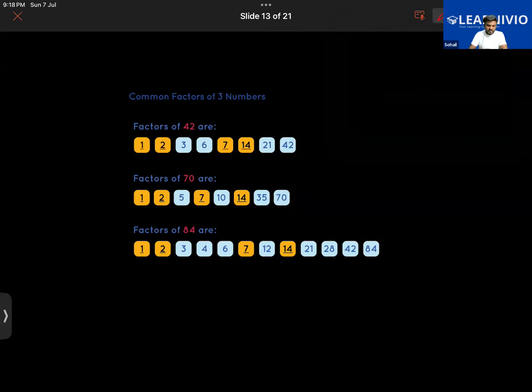So like this, you can find the common factors of three numbers also. So I'm giving you one question on it. To find the common factors of 12, 18, and 26. Find the common factors of these numbers. What do you have to find? The common factors of these three numbers.